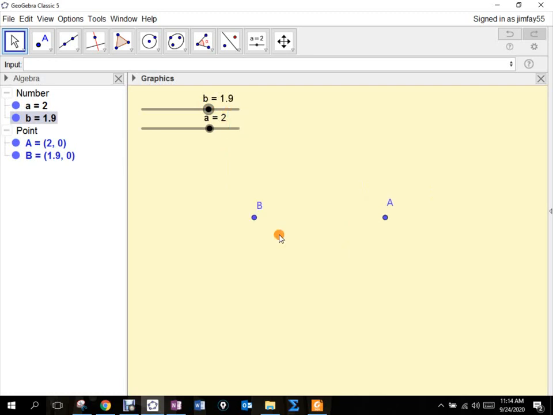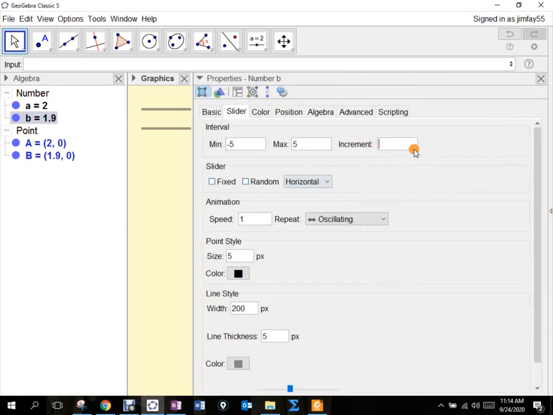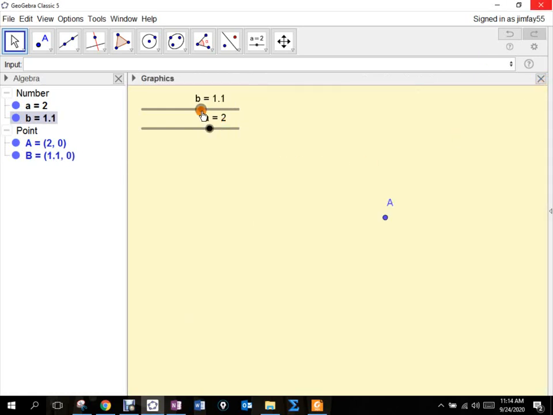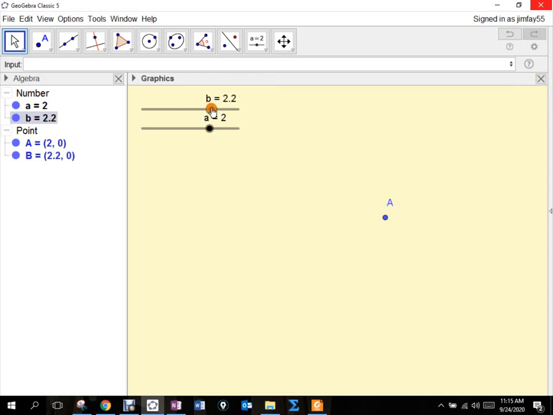Now, in order to get this done effectively, let's change the increment on this to be 0.001. And I'm zoomed in far enough to where I actually need to go more. Well, the idea is I should, oh, there we go. I can slide it that way. Okay. So I should be able to slide these really, really close to one another, right? Does that make sense? Okay.